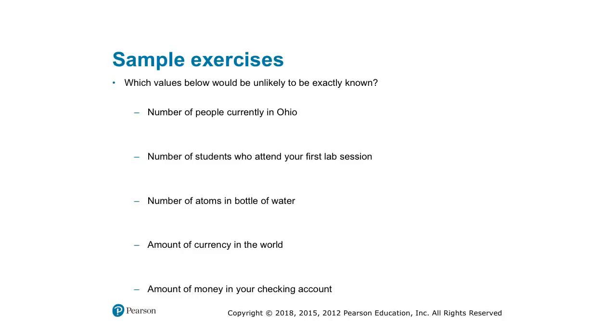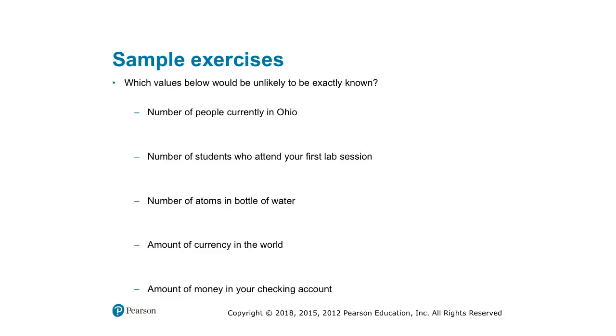So let's talk about the exact versus inexact nature of quantities by going through a couple of different types of quantities and thinking if we could ever know exactly these quantities. Okay, so for example, the number of people currently in Ohio. The issue here is not so much if this is a quantity that ever exists. For a moment in time, if you take this very second right now, there has to be an exact number of people in Ohio. But the question is, can we determine it? Can we ever really truly know what that is?